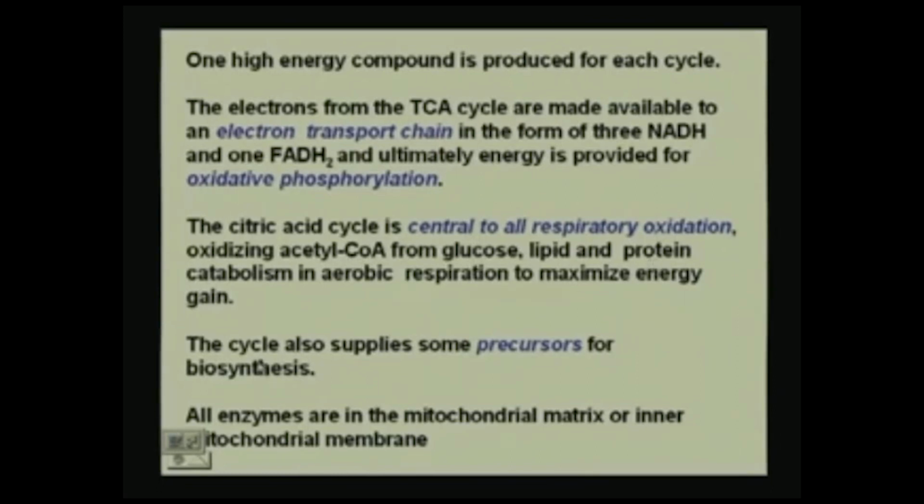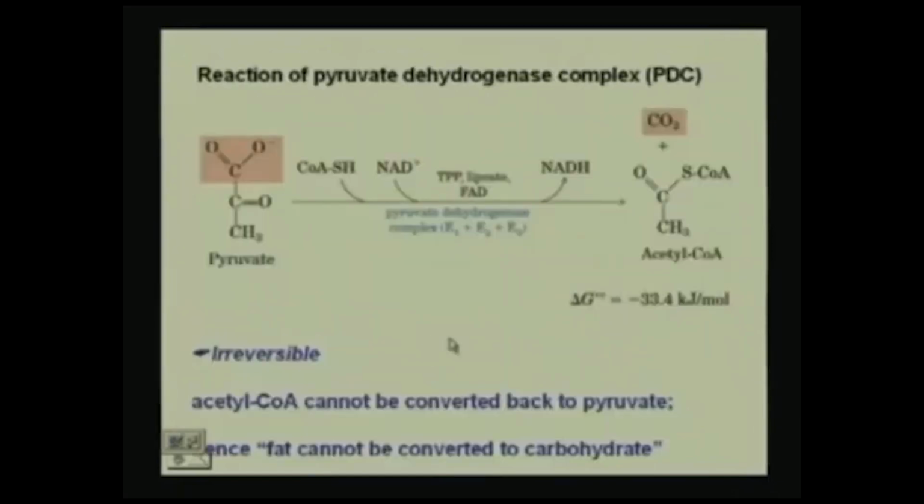And the cycle also supplies some precursors for other biosynthetic methods in the formation of proteins and other biological macromolecules, and all these enzymes, as I showed in one of the previous slides, are in the mitochondrial matrix or in the inner mitochondrial membrane. These are for the Krebs cycle. Glycolysis occurs in the cytosol of the cell.